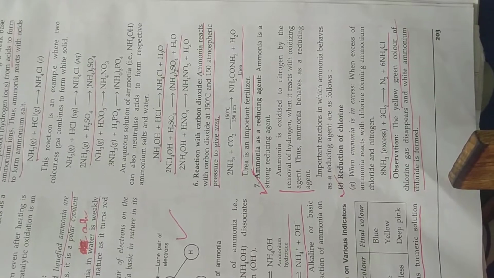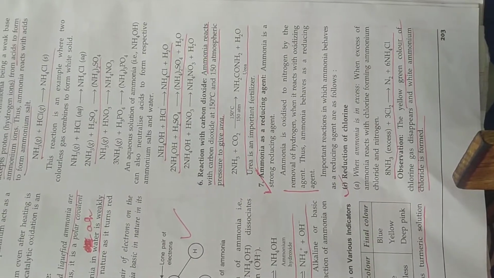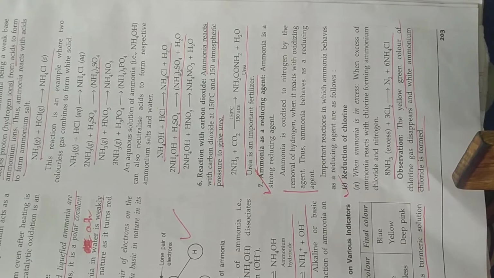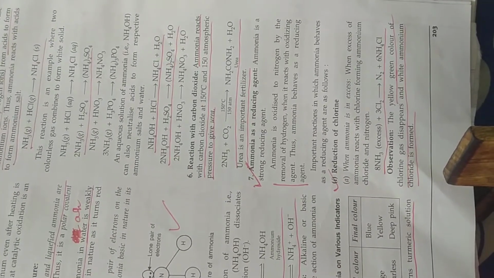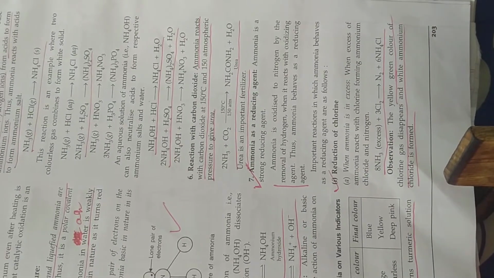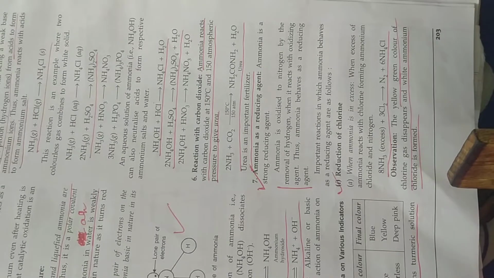Then reaction with carbon dioxide. Ammonia reacts with carbon dioxide at 150 degrees Celsius and 150 atmospheric pressure to give urea. Ammonia plus carbon dioxide gives us urea plus water. Urea is an important fertilizer.